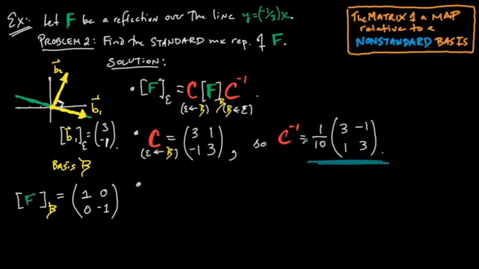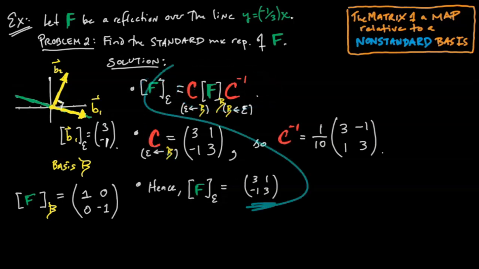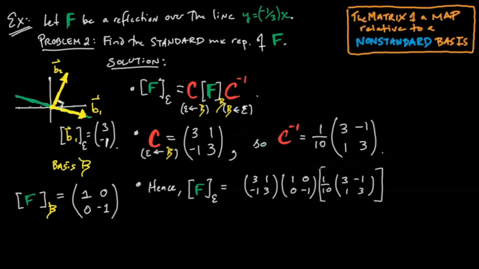So we have our matrix C inverse, which of course is the E to B change of basis matrix. And anyway, now we have enough information to write down the standard matrix of our reflection over that line, because the standard matrix representation, we said, is going to be C times F's B matrix times C inverse. Now we know that we can pull this scalar out to the beginning through all of the matrices, so let's do that to keep it neat. And now all we have to do is a bunch of multiplication.